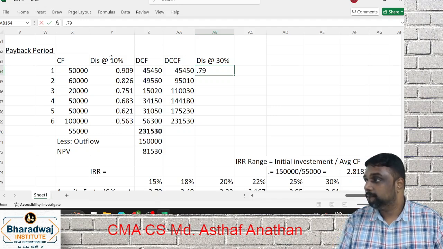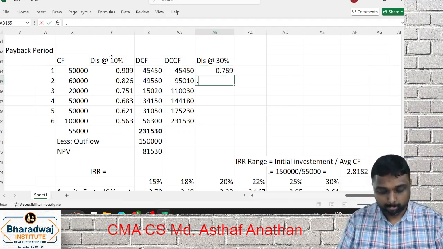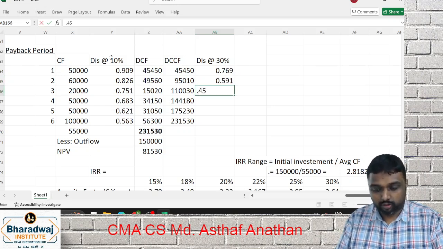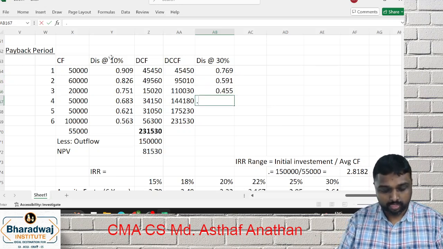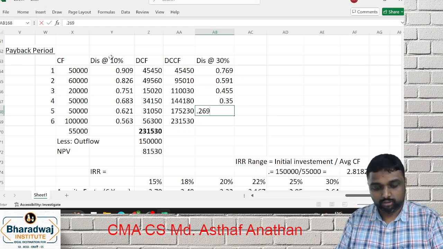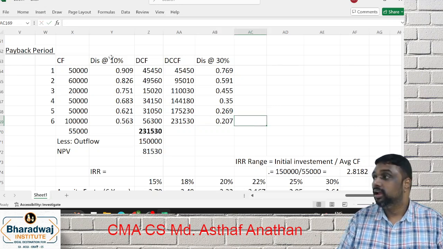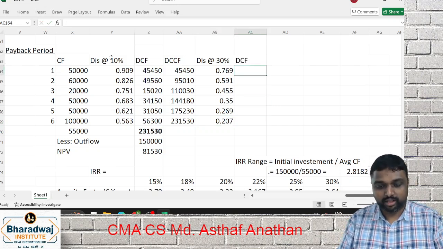0.769, 0.591, 0.455, 0.350, 0.269. Are you clear? Now you have to go for discounted cash flow.